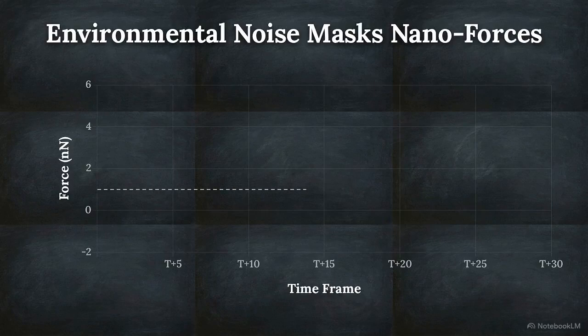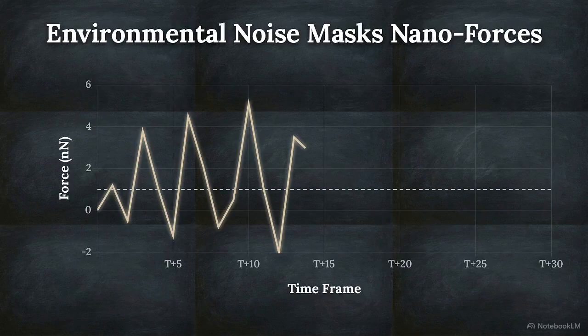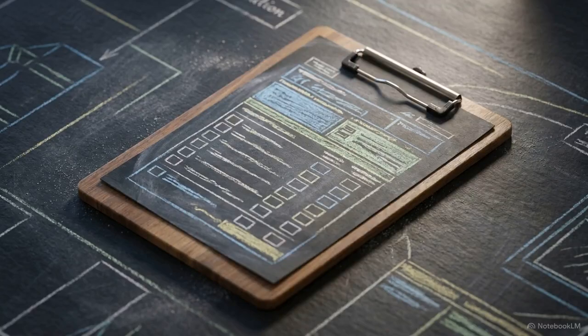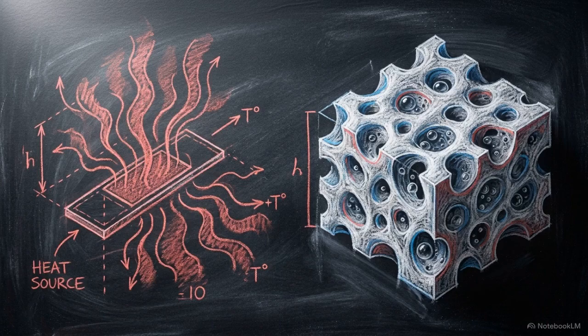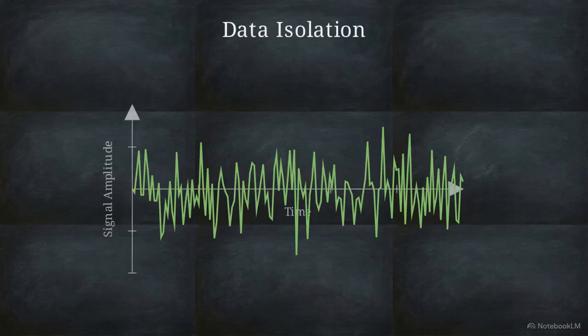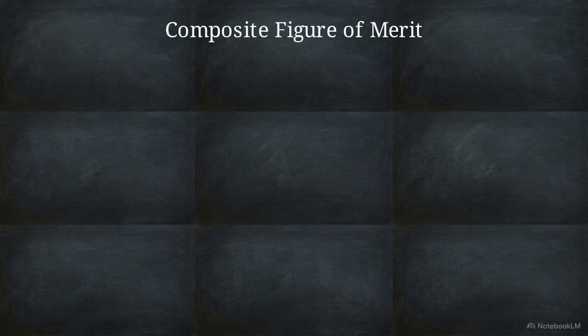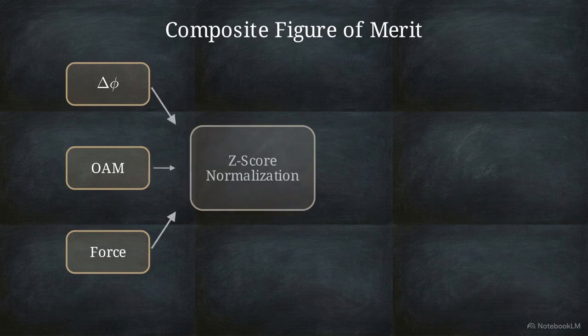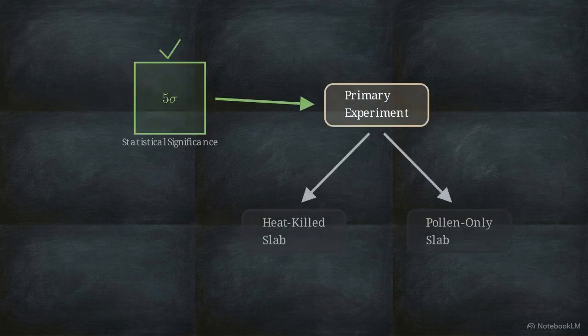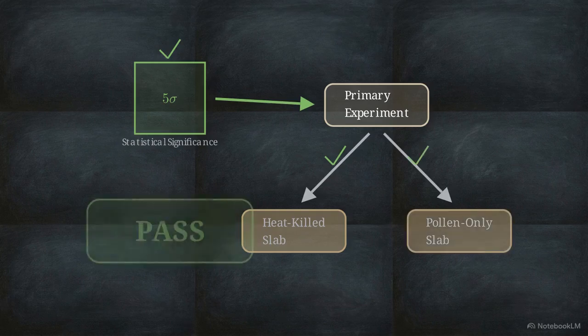At the nanonewton scale, physical forces are easily mimicked by subtle environmental noise. Margolian requires an exhaustive artifact budget. Thermal gradients, material outgassing, and acoustic streaming must be actively isolated and subtracted from the data. To prevent data manipulation, outputs undergo the composite figure of merit. Raw phase, orbital angular momentum, and force data are normalized into z-scores and weighted. Passing requires clearing a 5 sigma threshold and surviving triad controls against heat-killed and pollen-only slabs to rule out inert reactions.